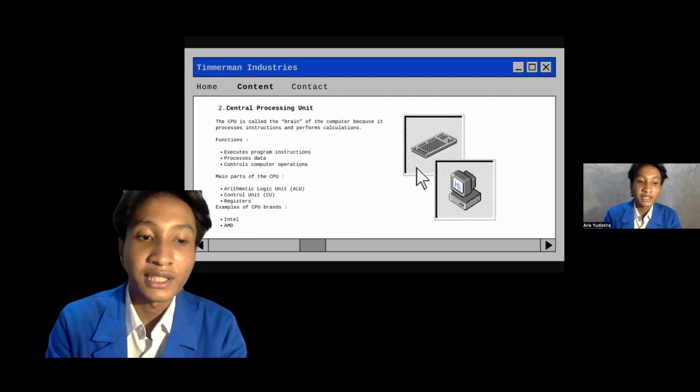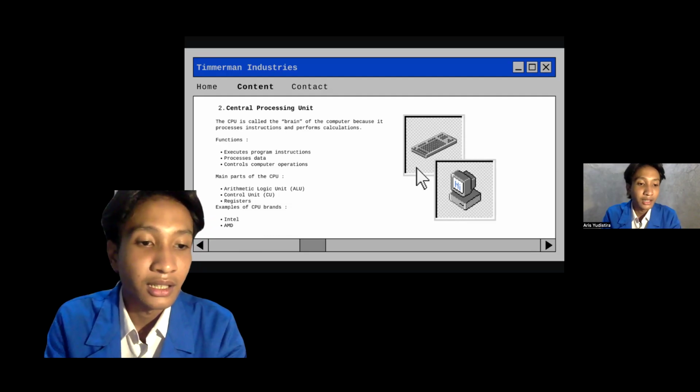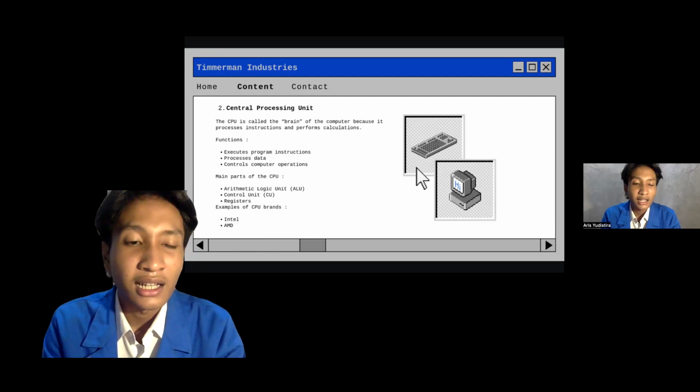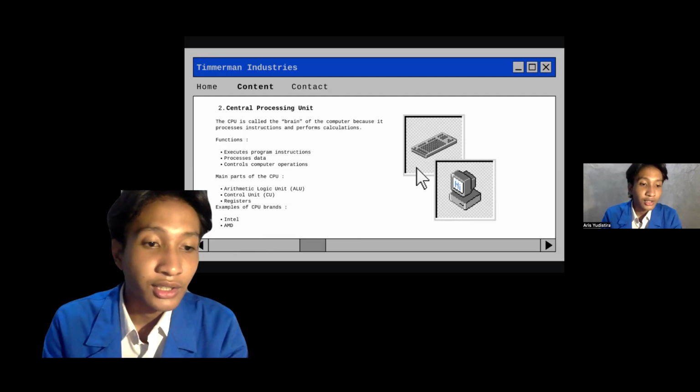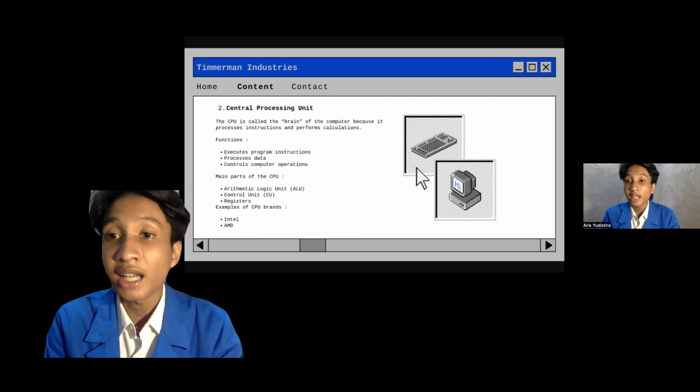The main parts of the CPU are the ALU, control unit, and registers. Popular CPU brands are Intel and AMD.